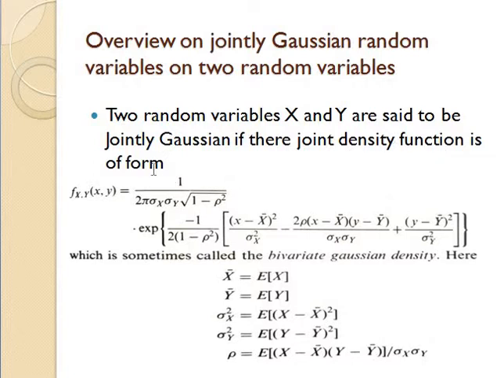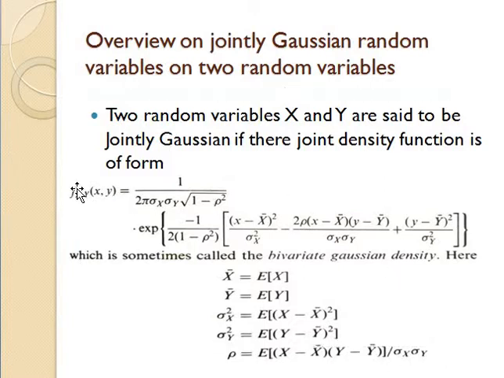Two random variables x and y are said to be jointly Gaussian if their joint density function is in this form, where x bar equals the expectation of x and y bar equals the expectation of y, the variance of x squared equals the expectation of (x minus x bar) whole squared, the variance of y equals the expectation of (y minus y bar) whole squared, and rho equals the covariance divided by the product of the standard deviations.